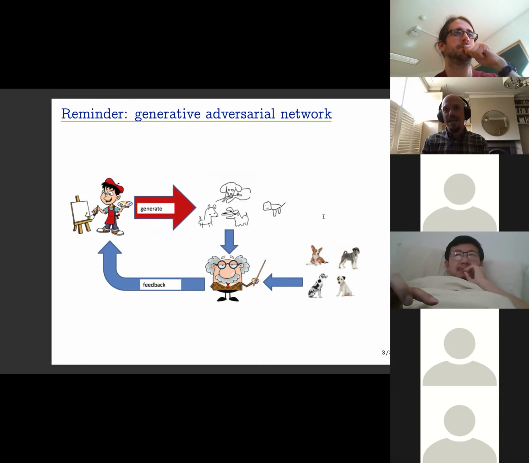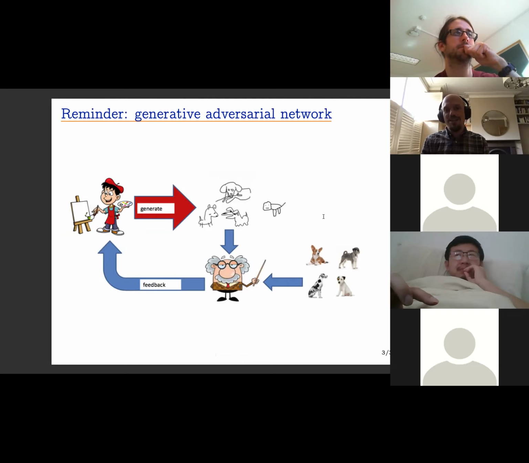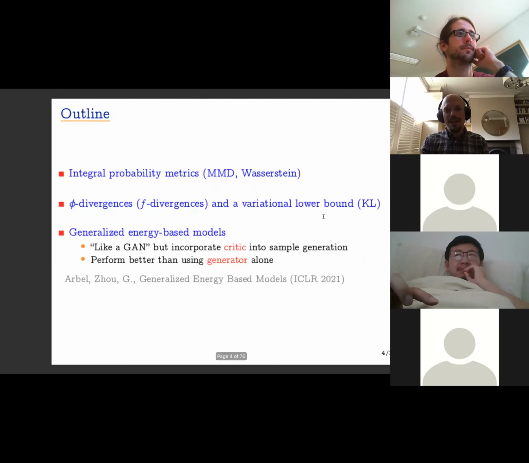has no say in the generation process, right? The critic is just giving feedback to the student, but the student does the generation on its own. And what I'm going to argue is that if we incorporate the critic into the generating process, then all else being equal, we are going to get better samples than if we didn't. So that's the second part of the talk.